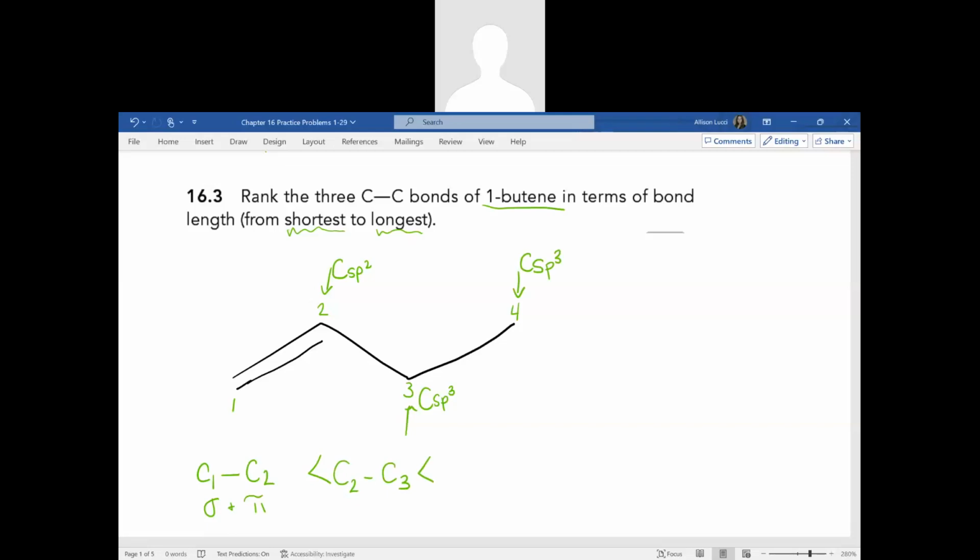So then our last carbons here, carbon 3 to carbon 4, will be our longest because they are both sp3 hybridized carbons. So this is our longest over here, and then this is our shortest.